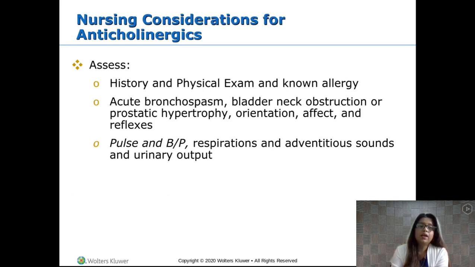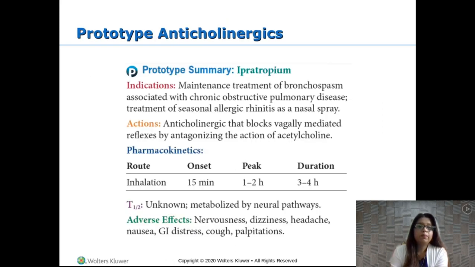Assess. Check history and physical, baseline, check for acute bronchospasm, bladder neck obstruction, or prostatic hypertrophy, orientation, affect, and reflexes. Pulse, blood pressure, respirations, adventitious lung sounds, and urinary output. An example is ipratropium. Ipratropium is also called Atrovent. It is for treatment of bronchospasms, which could be related to asthma, COPD, seasonal allergies, or rhinitis, right? Adverse effects are nervousness, dizziness, headache, GI distress, coughing, and palpitations.